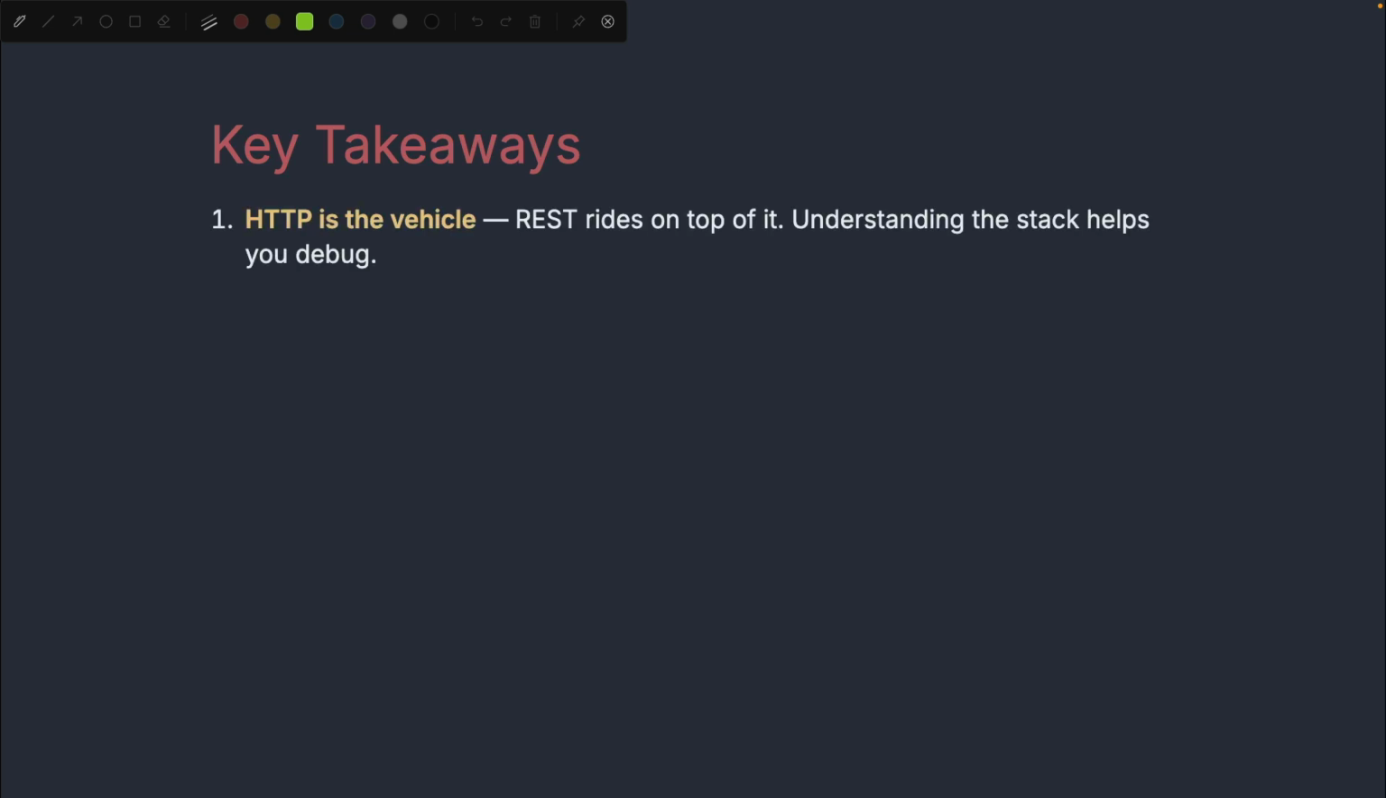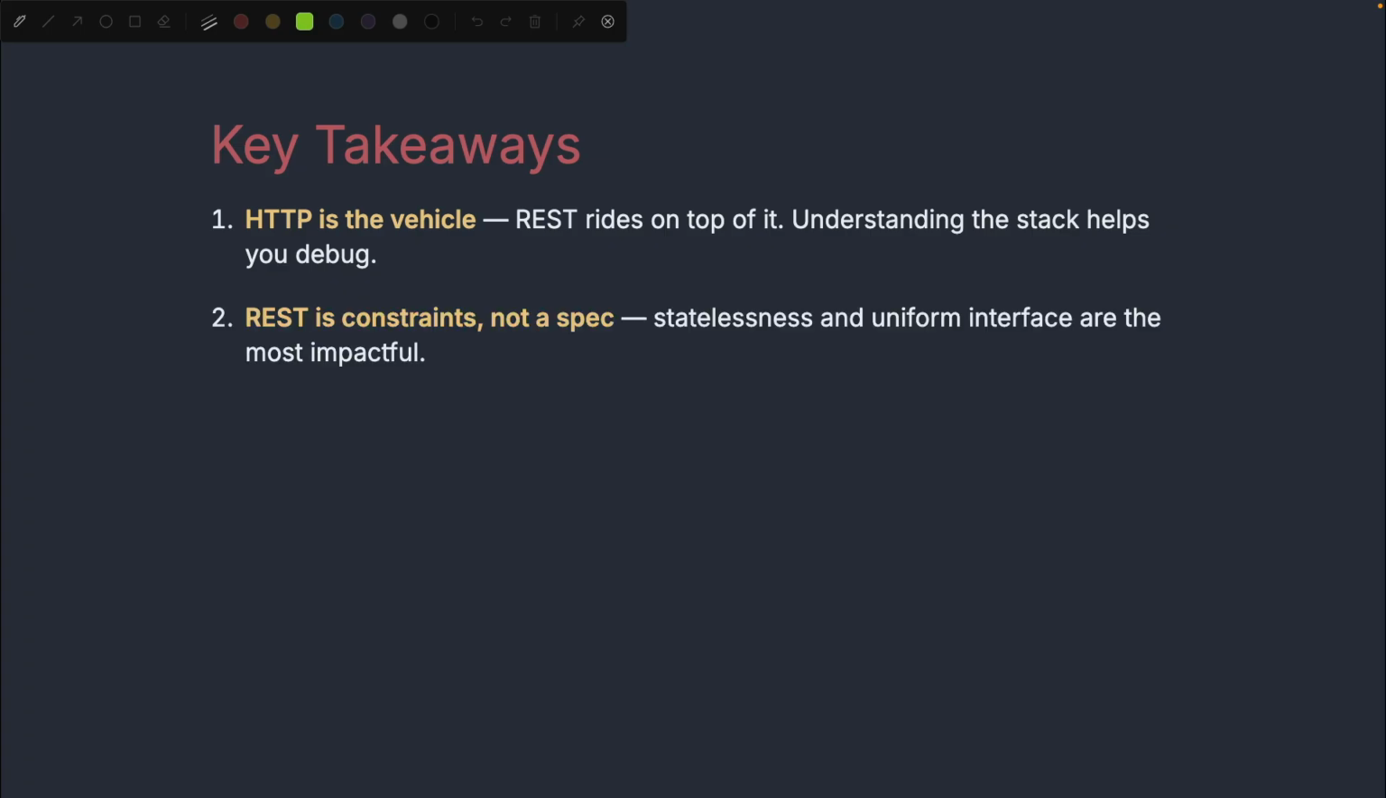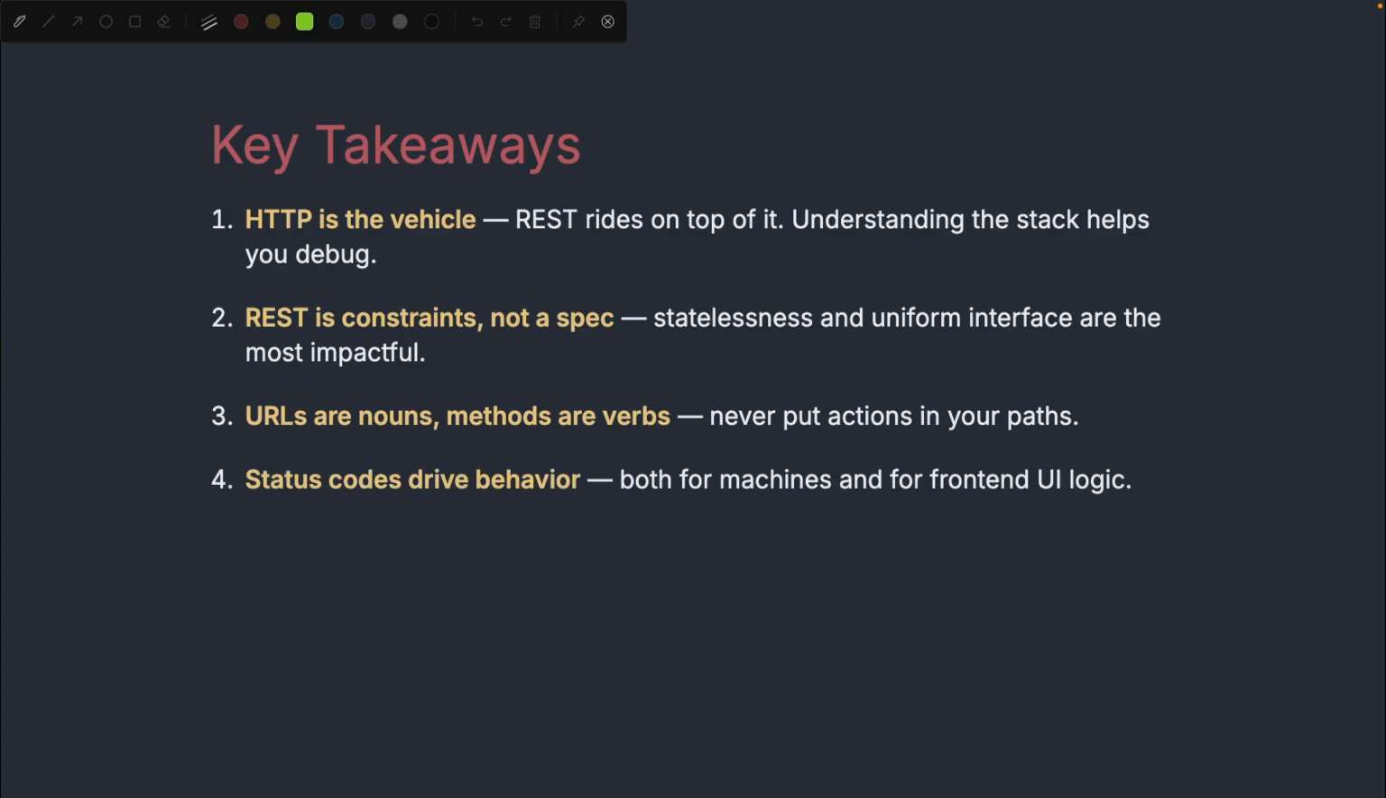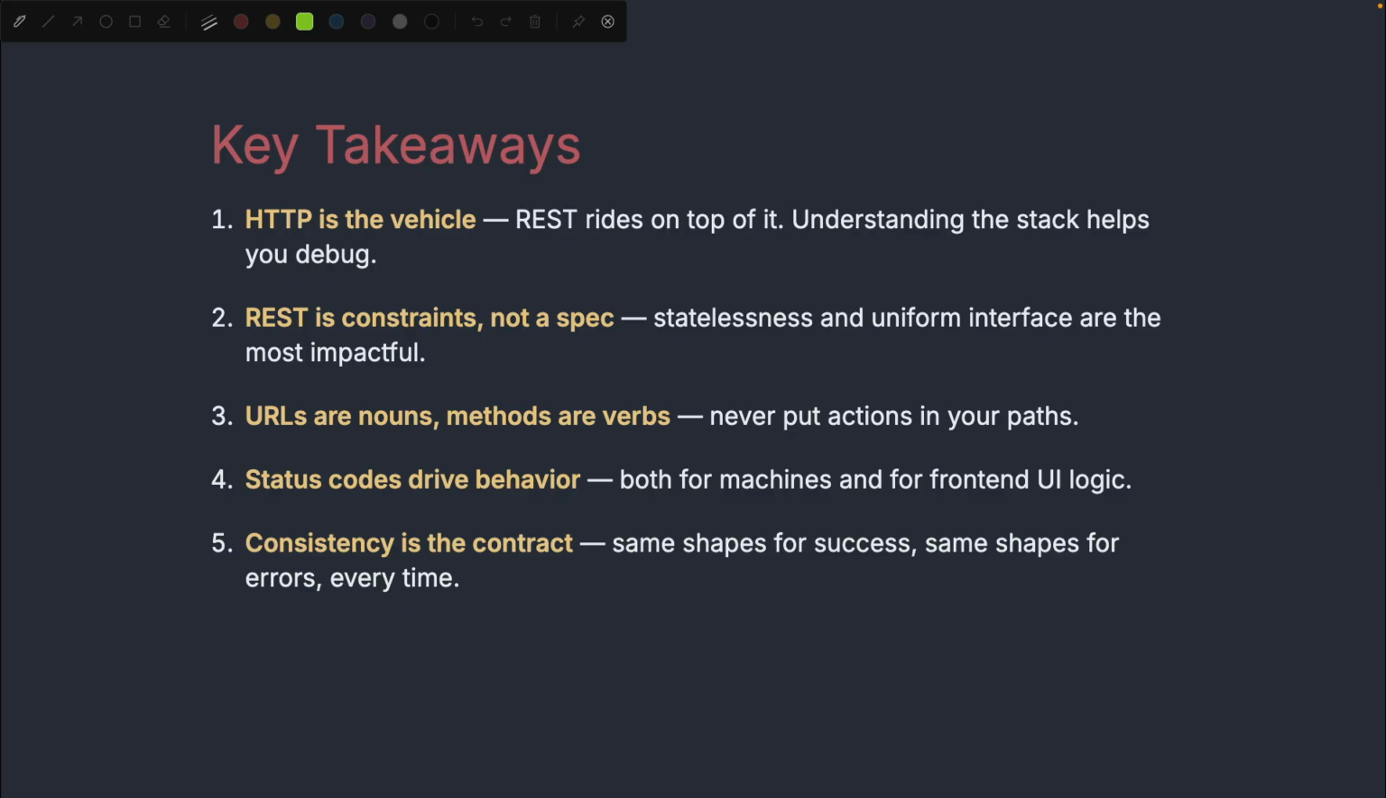So, okay, takeaways about this. HTTP is a vehicle, REST rides on top of it. Understanding the stack helps you debug. REST is about constraints, not specific technology. Resources are nouns, methods are verbs, always. Status codes aren't just numbers, they drive real behavior. Consistency in your response shape is the most important thing you can do for your team when you're working in a team environment. Always design with the front end developer in mind, as your primary consumer.